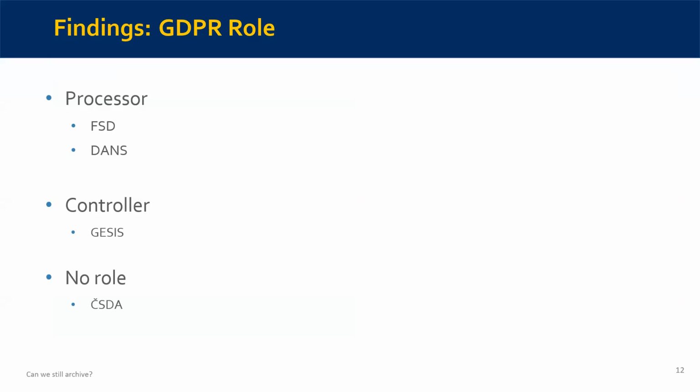So to begin with the 2 archives that chose the role of processor, FSD has historically only archived anonymous data, with the exception of certain data that were archived under a public interest exemption. However, since the GDPR came into effect, the Finnish archive has begun working with pseudonymized data, which do fall under the GDPR, and they acknowledge that they come across personal data in supposedly anonymized data sets, which makes them now processing personal data. So they determined that the processor role was appropriate.